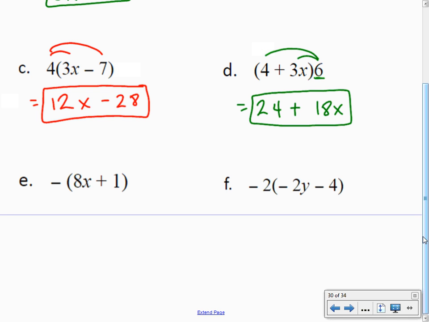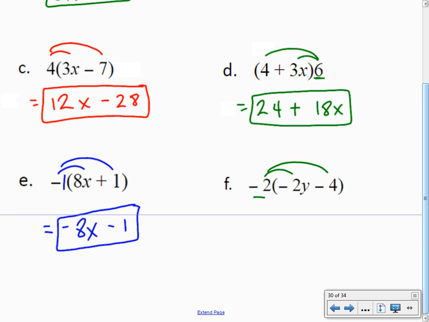For example E, the negative that's just there really means that there's a negative 1 outside of the parentheses. So when we distribute, we're distributing a negative 1. Negative 1 times 8x just gives us negative 8x, and negative 1 times 1 just gives us negative 1, so minus 1. All right, lastly, we have a negative 2 that's being distributed. You have to be careful here because anytime we multiply a negative number with another negative number, it becomes positive. So negative 2 times negative 2y turns this into a positive 4y. Negative 2 times negative 4 makes it a positive 8.